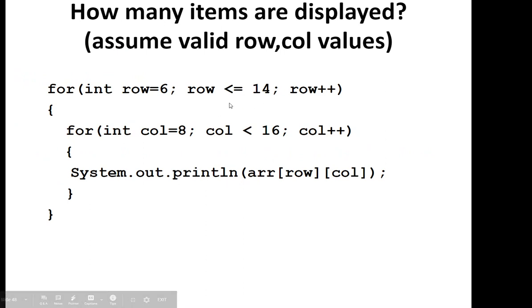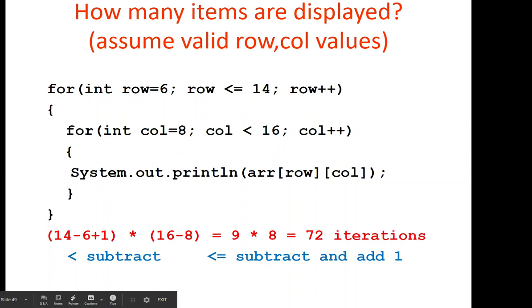And here's a question: how many items would be displayed? Think about how many times the outside loop iterates and how many times the inside loop iterates. Since this one is equal to 14, it would be 14 minus 6 plus 1. This one, since it's only less than 16, would just be 16 minus 8. You multiply them together, and that's how many times these two loops would iterate.